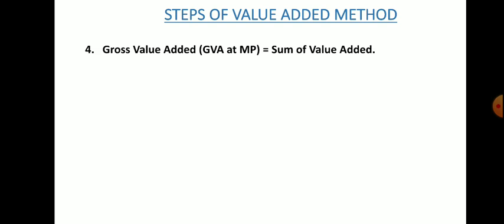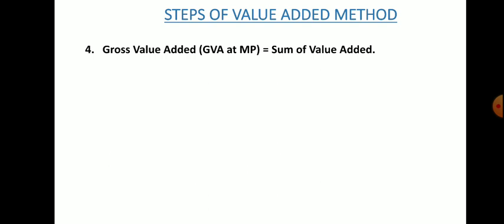Now, once you get this value added for different sectors or different companies, how will you get the gross value added, or GVA at MP? Why MP? Market price, because here we have to consider the values of all the products in market price. So the gross value added will be the sum of all the value added you got from company A, company B, company C, like that, from every company.